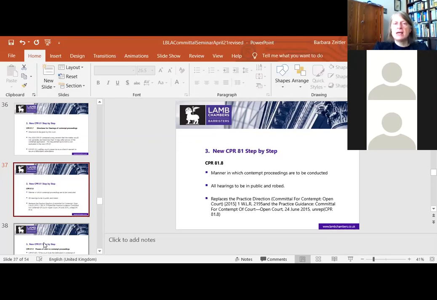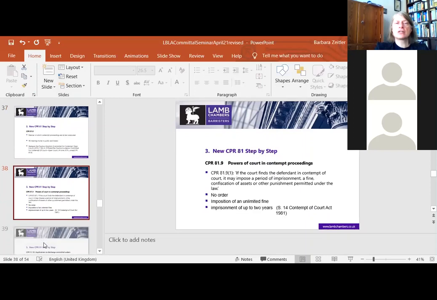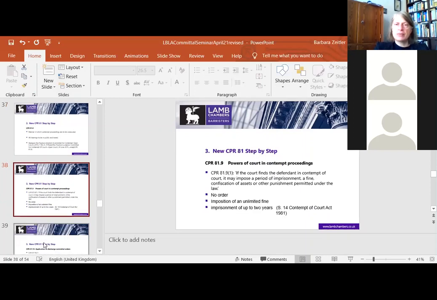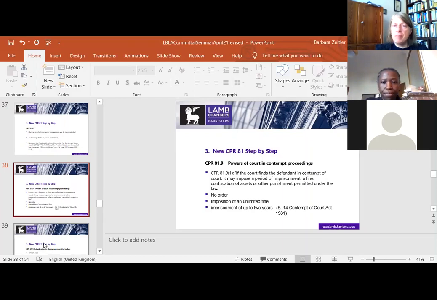81.8 sets out the manner in which contempt proceedings are to be heard. Of course, they're going to be public. And 81.8 is an example where previous practice directions have been incorporated into the civil procedure rules in relation to the conduct of these proceedings. 81.9, I've already mentioned it, I believe, earlier, sets out the powers of the court in contempt proceedings.